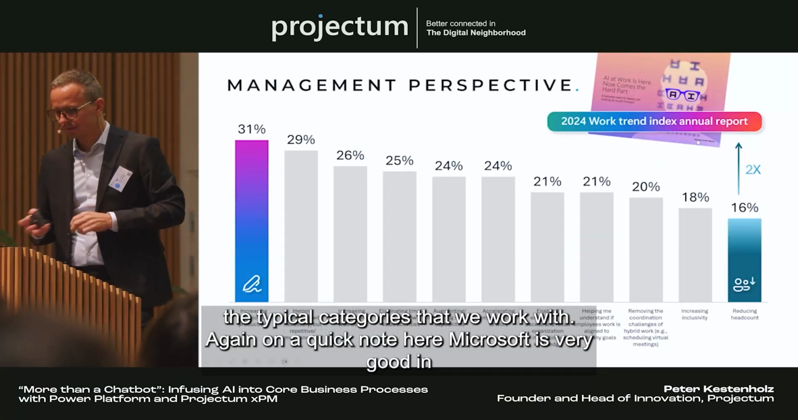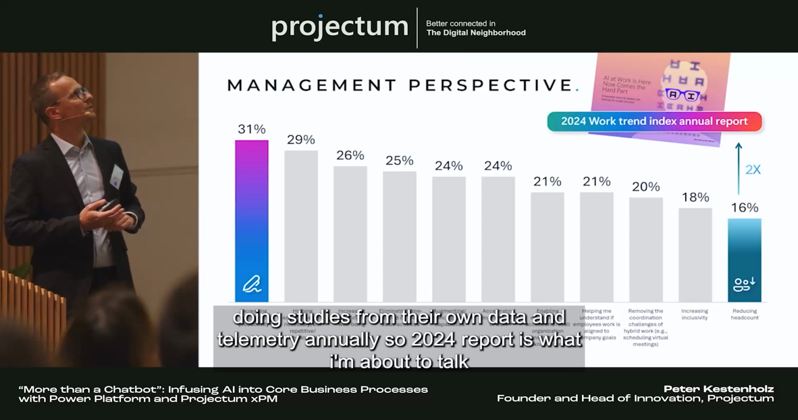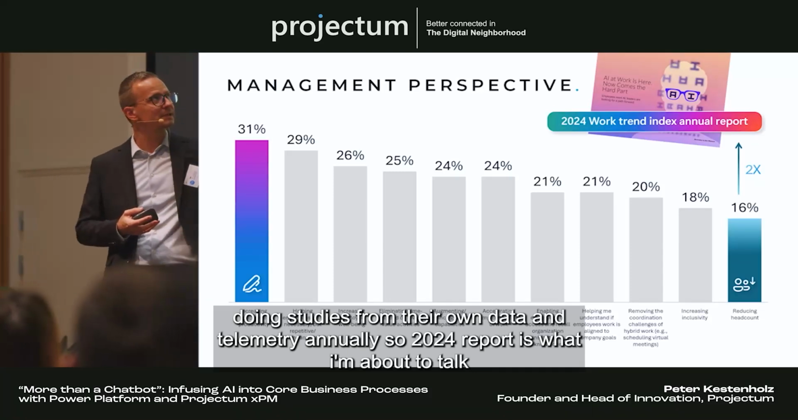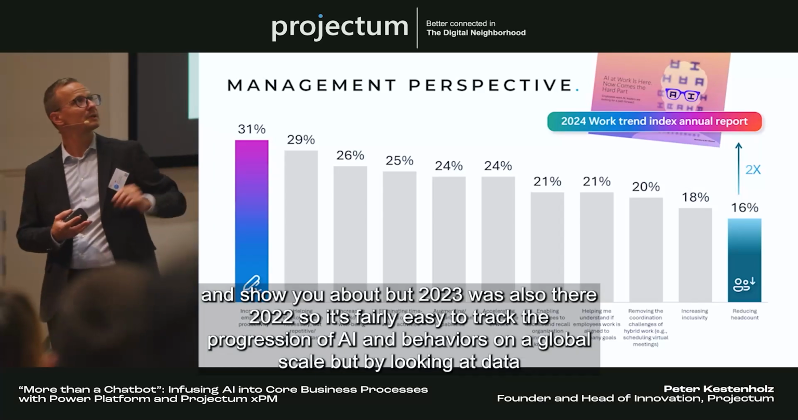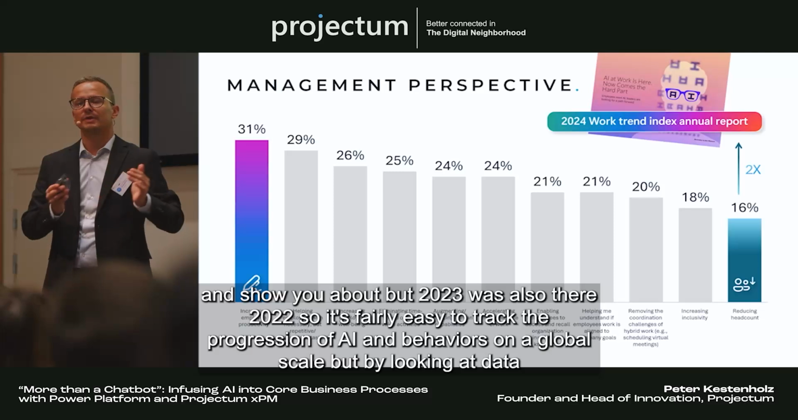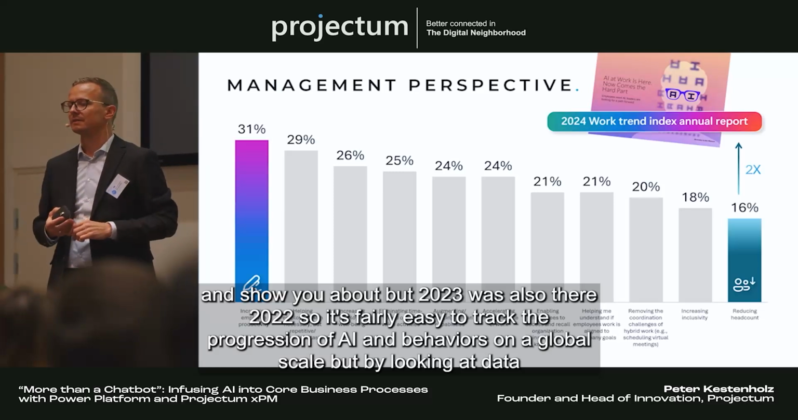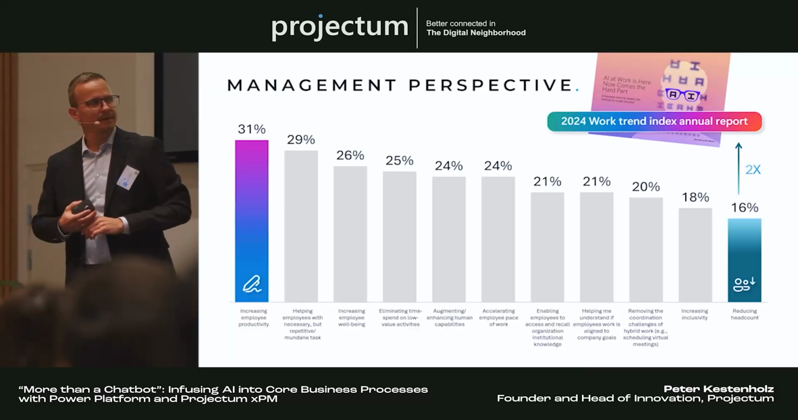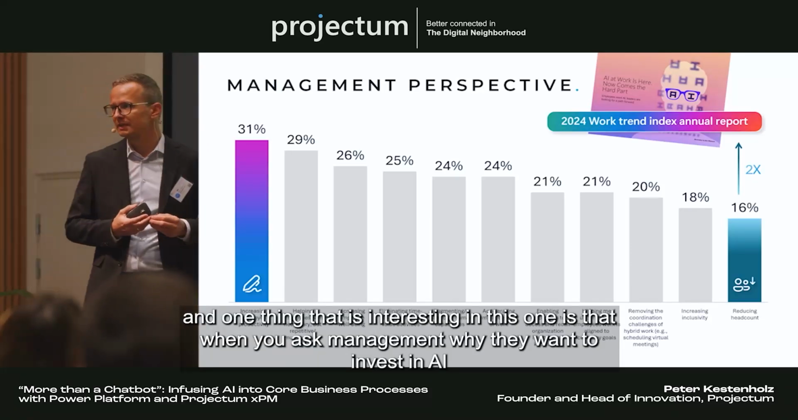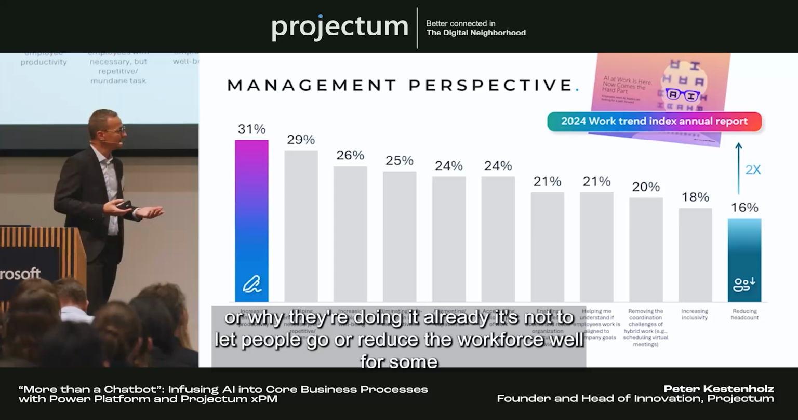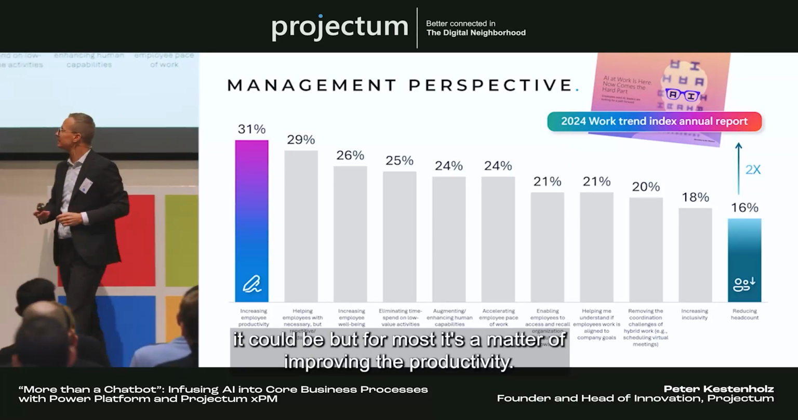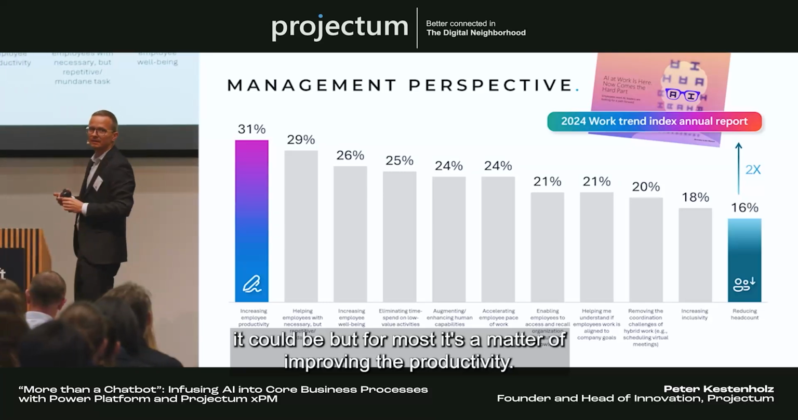Then on a quick note here, Microsoft is very good at doing studies from their own data and telemetry annually. So the 2024 report is what I'm about to talk about and show you, but 2023 was also there, and 2022. So it's fairly easy to track the progression of AI and behaviors on a global scale by looking at data. And one thing that is interesting in this one is that when you ask management why they want to invest in AI, or why they're doing it already, it's not to let people go or reduce the workforce. Well, for some it could be, but for most it's a matter of improving productivity.